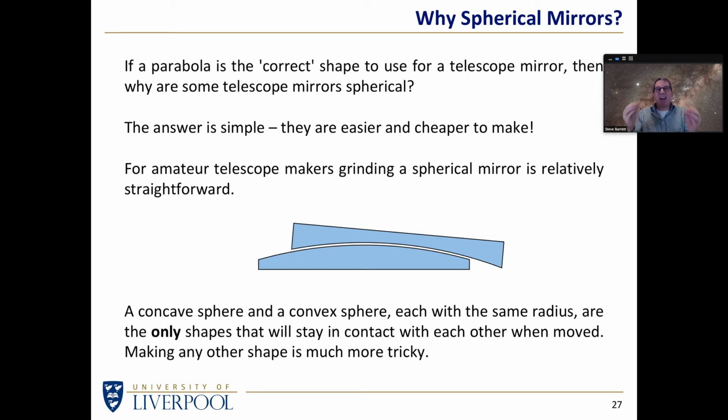If you want to make anything other than a spherical shape, then that is more tricky, because those two surfaces will not stay in contact with each other if the surface is not spherical. If you want to try and make a parabola, it will not stay in contact with itself as you move the two backwards and forwards. So it's more tricky to make a non-spherical shape.